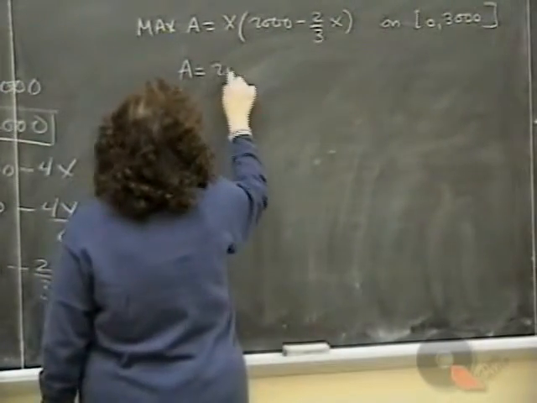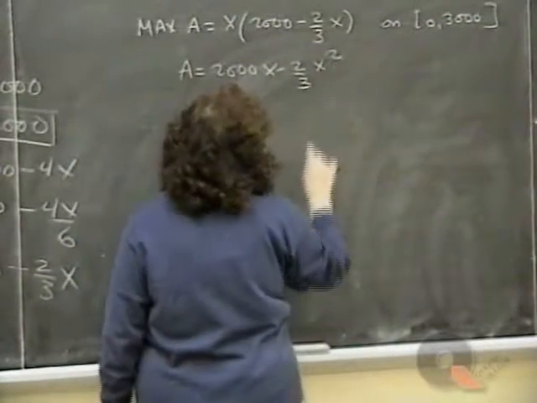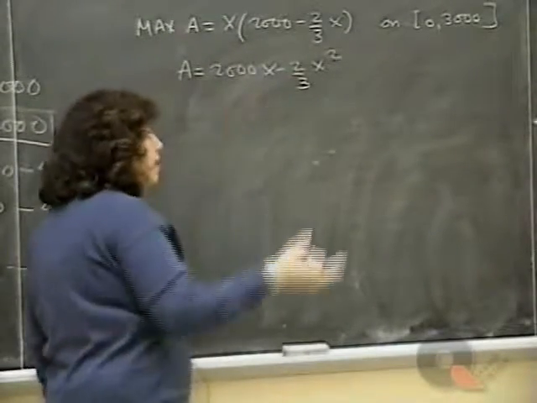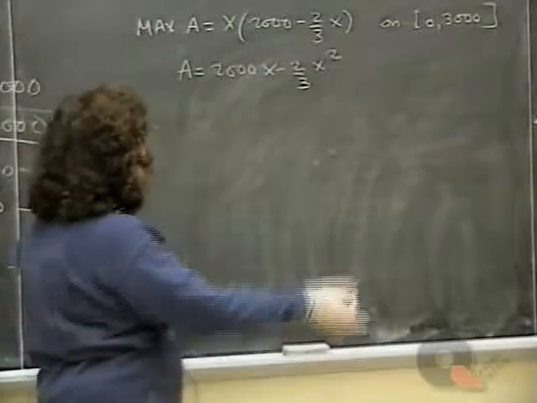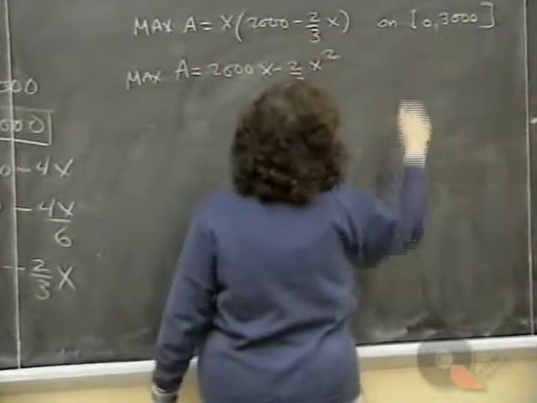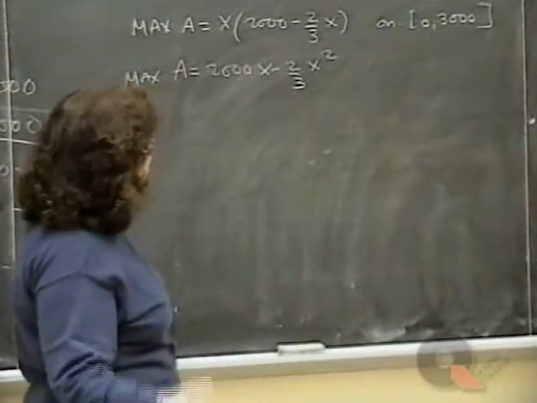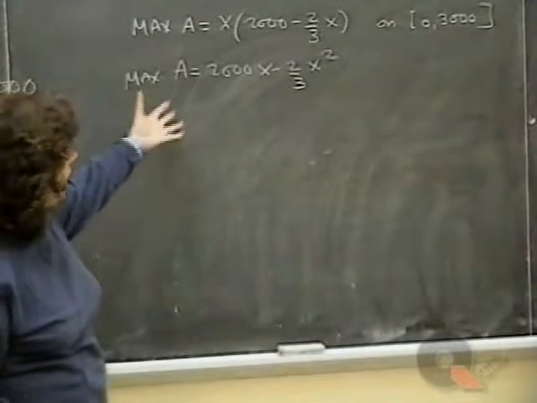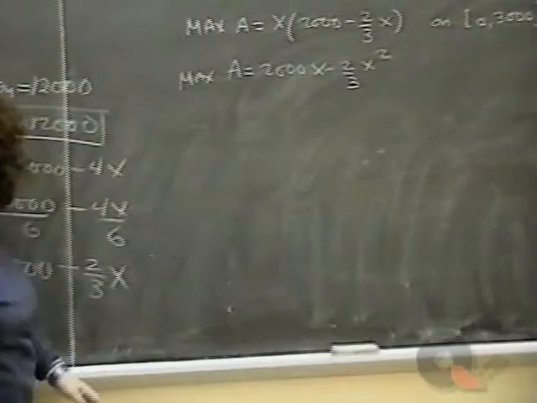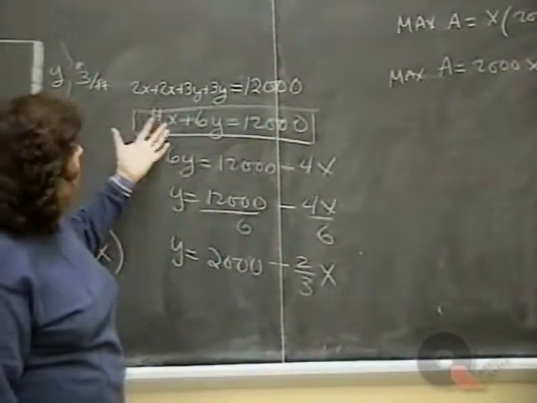So a is 2,000x minus 2/3 x squared, distributing the x through the parentheses. Just notice how this is just like the first problem we started the videotape on, to maximize a function subject to a restriction on the variable on a closed interval, a continuous function on a closed interval. The only trouble here, we had to spend a little time figuring out how to get the function, how to get the interval. If you're having trouble with the interval, once again, let me explain that I'm saying that x can't be negative, because it doesn't make any sense in the problem.